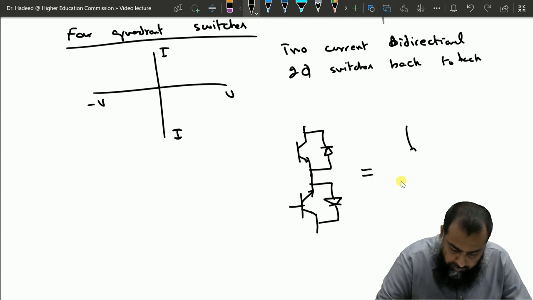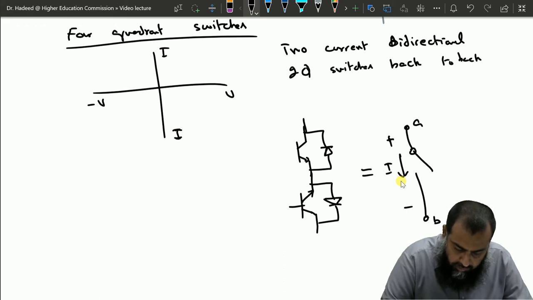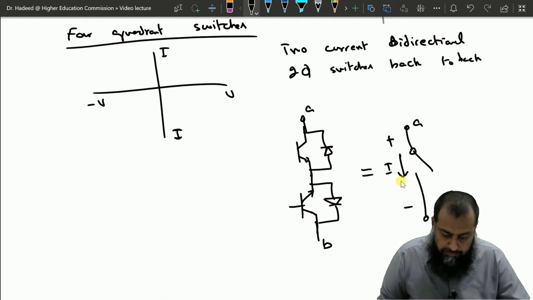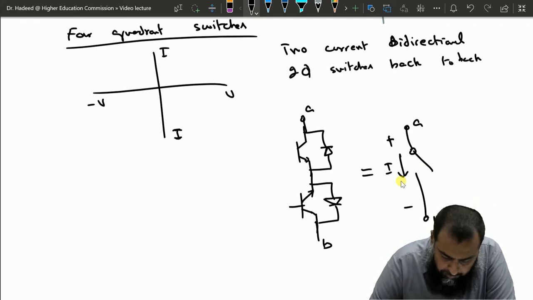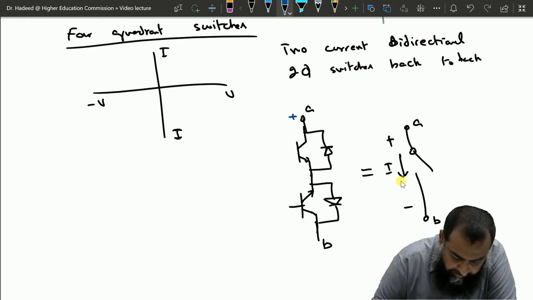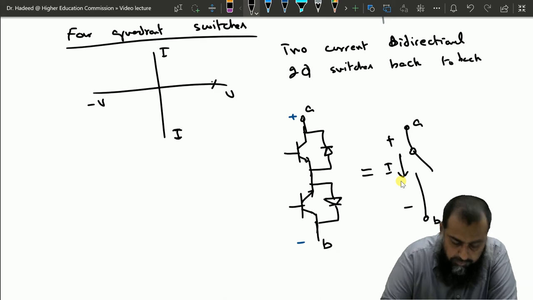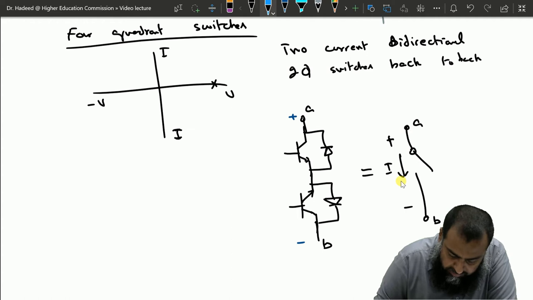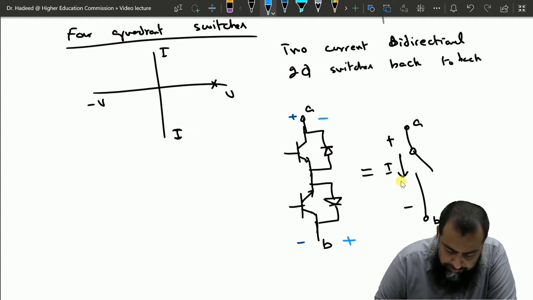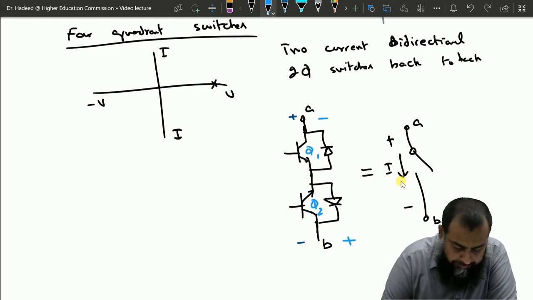So this is equal to a switch that has terminal number A, this is terminal number B. We apply plus here and negative here, and we measure current in this particular direction. So now if you see here that if we apply a plus here and a negative here, and we do not apply any signal to these switches, then this whole device blocks the positive voltage. However, if we replace this with plus here and a negative here, again you see that this diode becomes reverse biased. If there is no signal on this Q2, then it also blocks this voltage here.